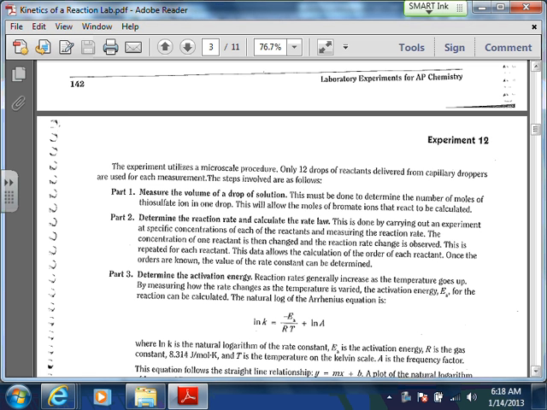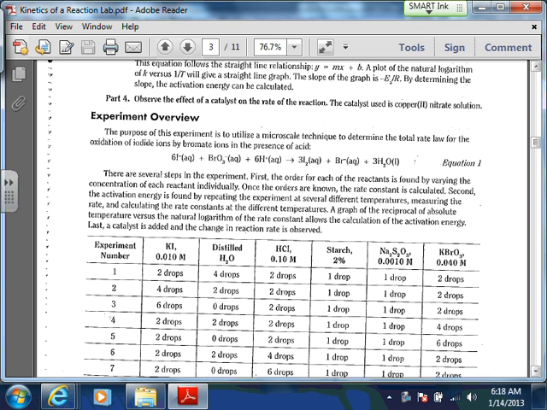Part 2, we're going to determine the reaction rate and calculate the rate law. That's by changing all the different concentrations and stuff like that. Part 3, we're going to determine the activation energy, and we're going to do that by changing the temperature at which the reaction occurs. And then we'll graph this thing and figure it out from there. And then part 4, if we have time, we're going to observe the effect of the catalyst on the rate of the reaction. Okay, so those are the different things we have going on in this lab. Like I said, there's a lot to it. Hopefully we'll get to all of it.